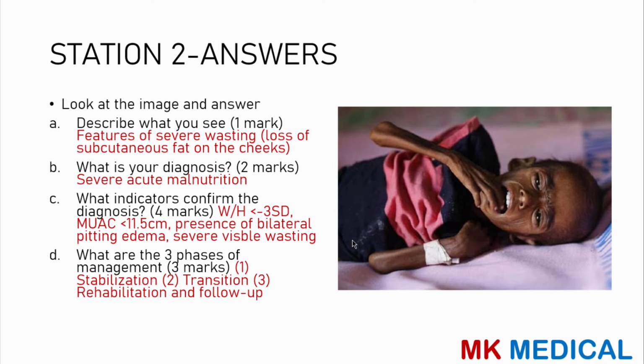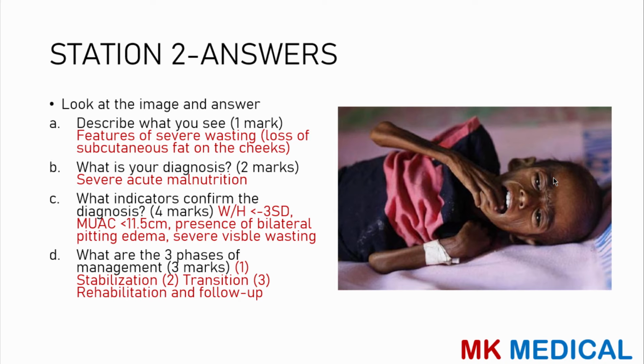This child has features of severe wasting. As you can see, there's loss of subcutaneous fat over the cheeks. There's also wrinkling of the face that we can see. And of course, poor hair distribution and discoloration of hair, if you can actually see. If you can't see, please increase the definition on your video so that you can see the images much clearer. So what is your diagnosis? This child has severe acute malnutrition.